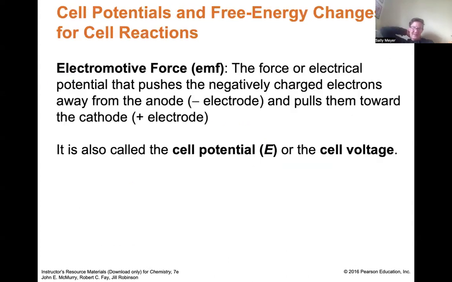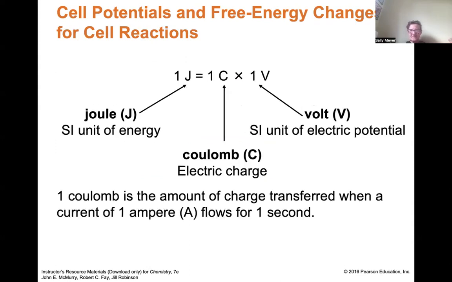So when we have this cell set up, we have a cell potential, and the free energy changes for the cell reaction we know have to be related to the cell potential. The cell potential, the electromotive force, is the force or electrical potential that pushes the negatively charged electrons away from the anode and pulls them towards the cathode. So this is that desire for electrons to move. It's also called the cell potential or the cell voltage, and it has units of volts.